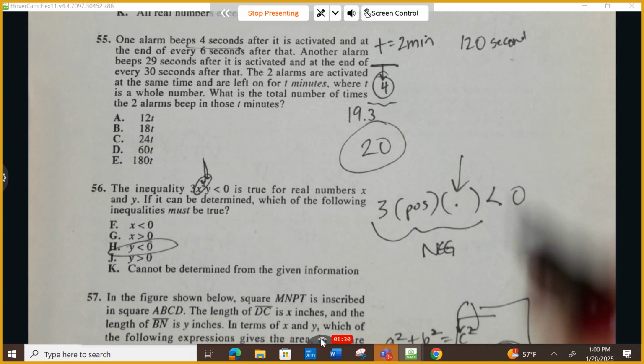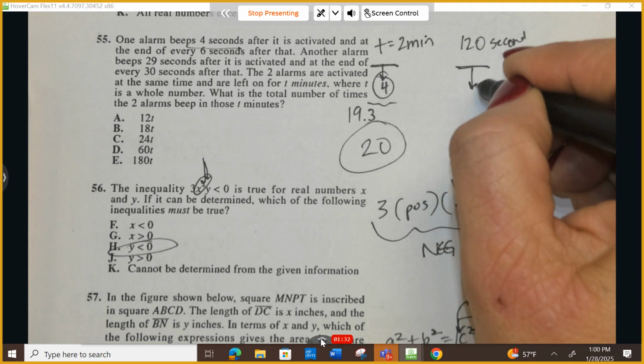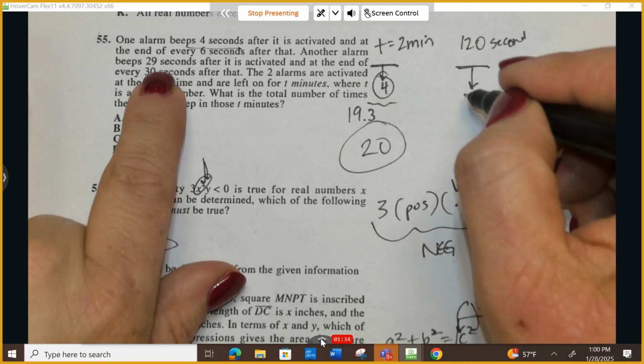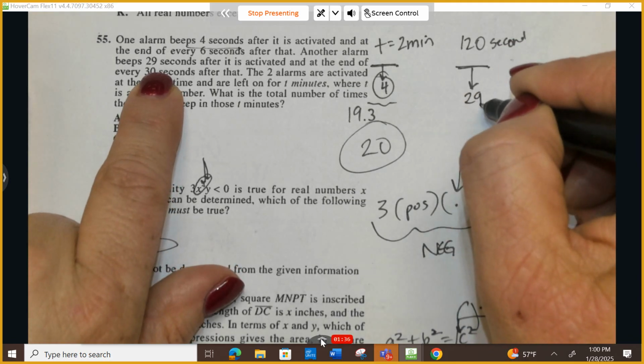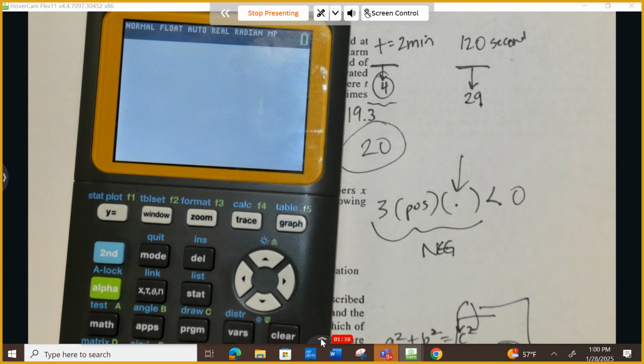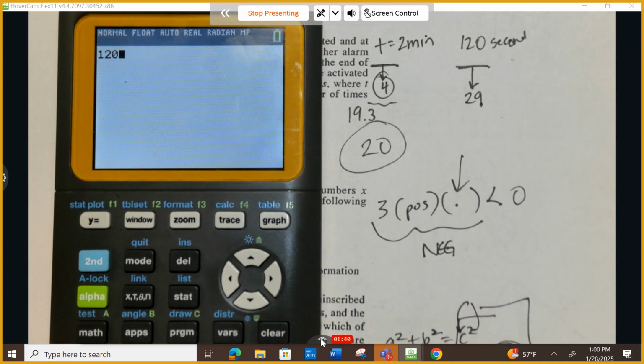Now we're going to do the same concept, but the next one's going to be easier. So alarm number 2, it starts and it goes off after how many seconds? It goes off after 29 seconds. Okay, so let's come back here. We're only going to check this for 2 minutes. I made an arbitrary number up. I never do 1 minute. So let's subtract 29 seconds.